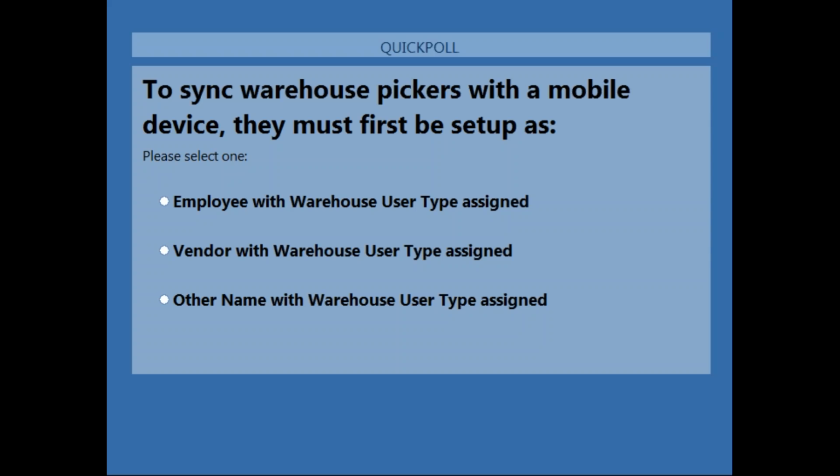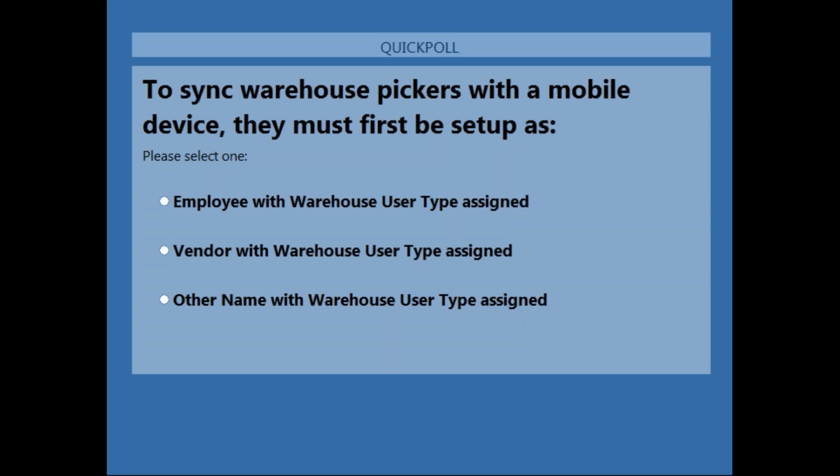Perfect. All right, so on to our polling number 3. To sync warehouse users with a mobile device, they must first be set up as an employee, a vendor, or an other name. So let's get a few more votes coming in. Employees, vendors, or other name, which list must the new warehouse user be on in order to be accessible from the mobile devices that are out in the warehouse?